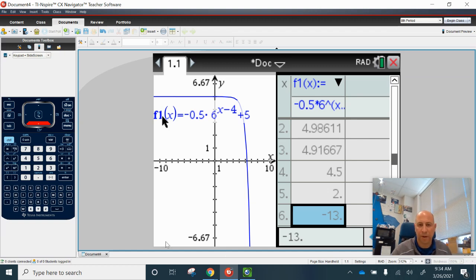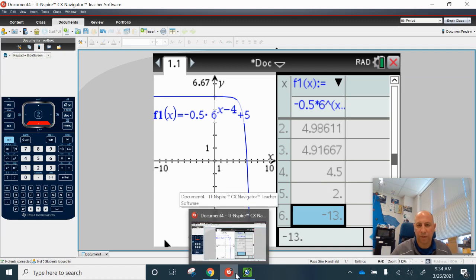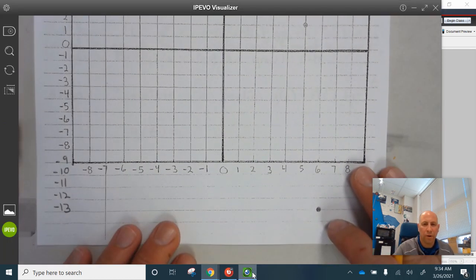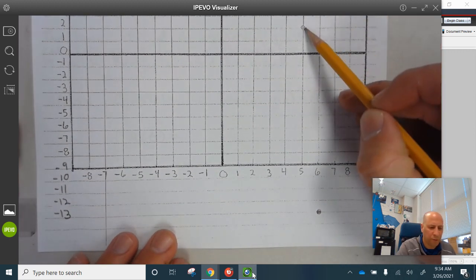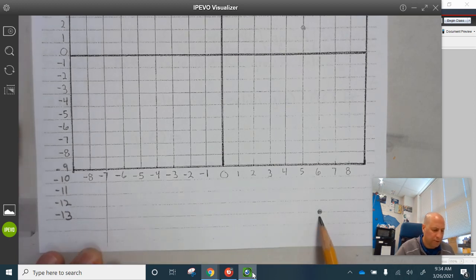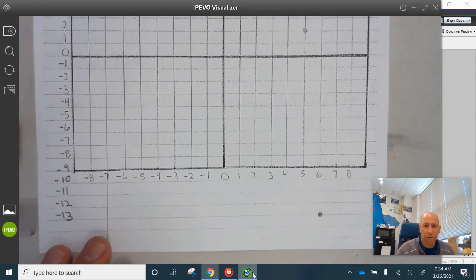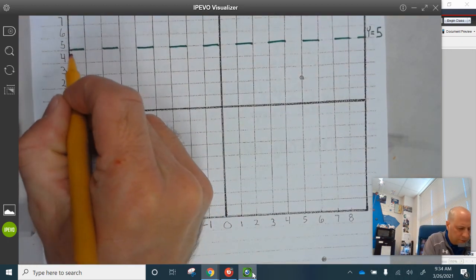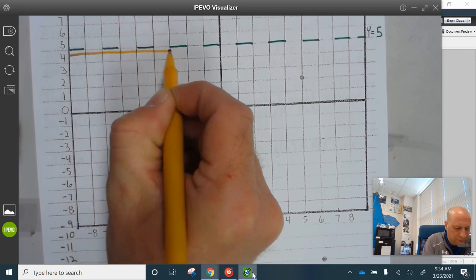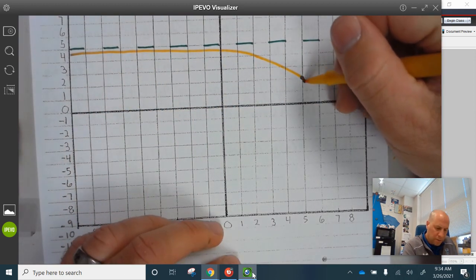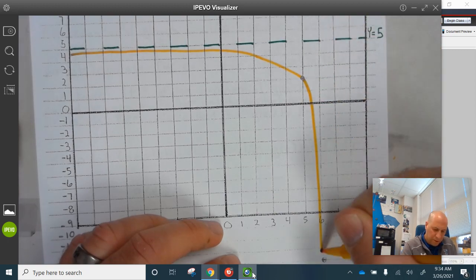Okay, and that should be enough points that we can use. All right, now what I did was, since we really only had one good point here, I added negative 10, negative 11, negative 12, negative 13 to our table so we could have the point 6, negative 13. Okay, now you can see that the graph follows along the asymptote and curves down and goes to that point.